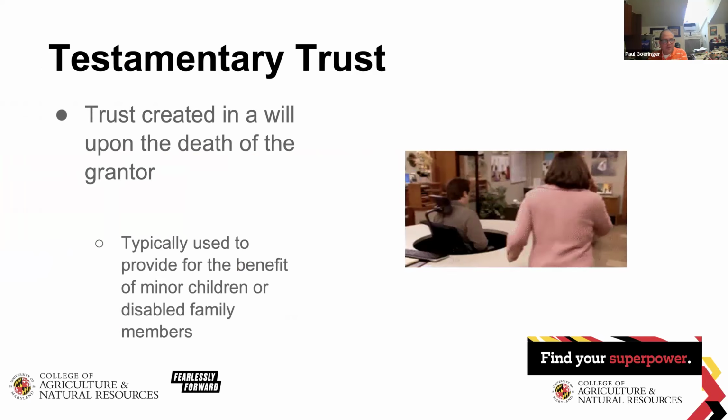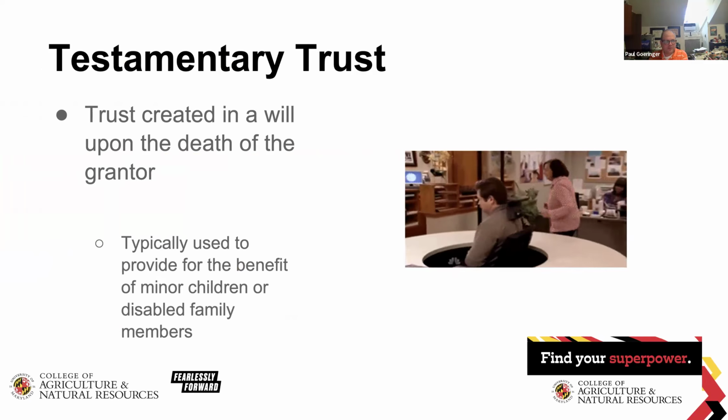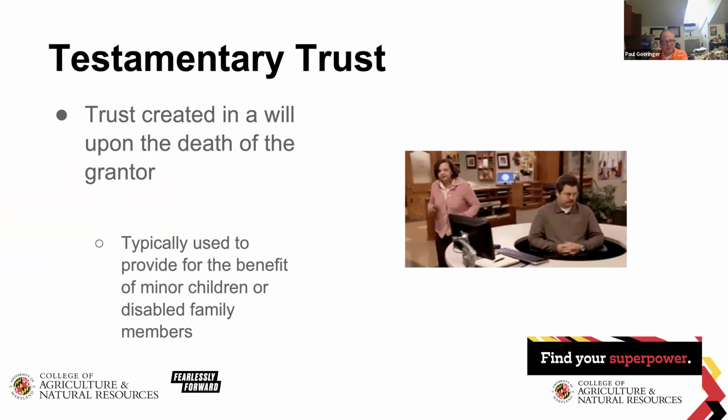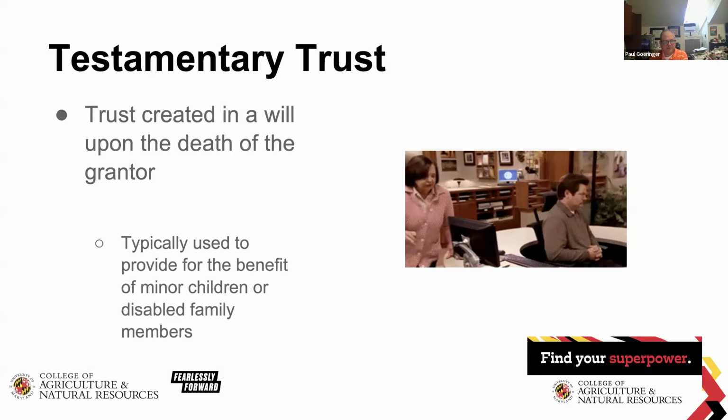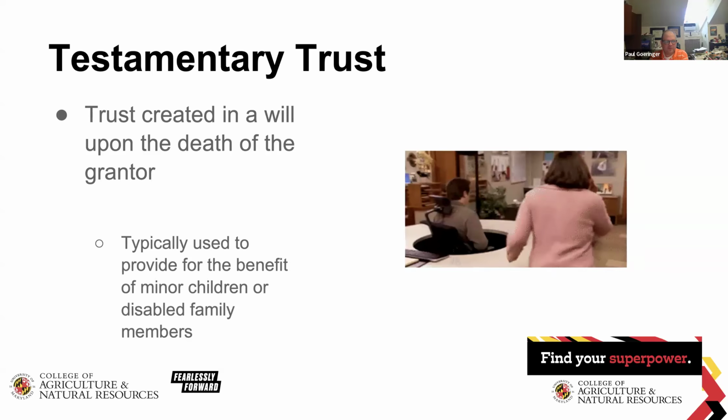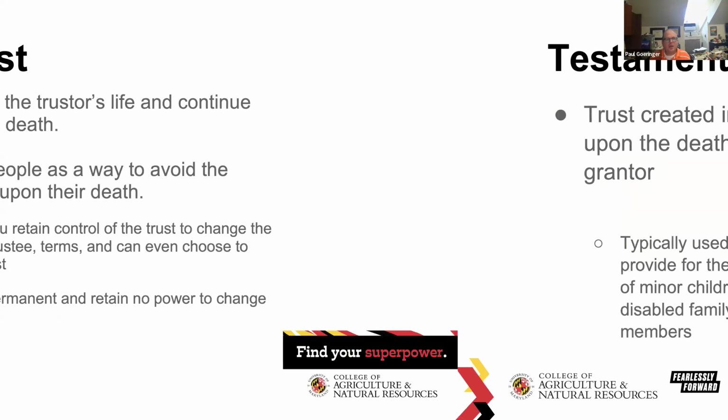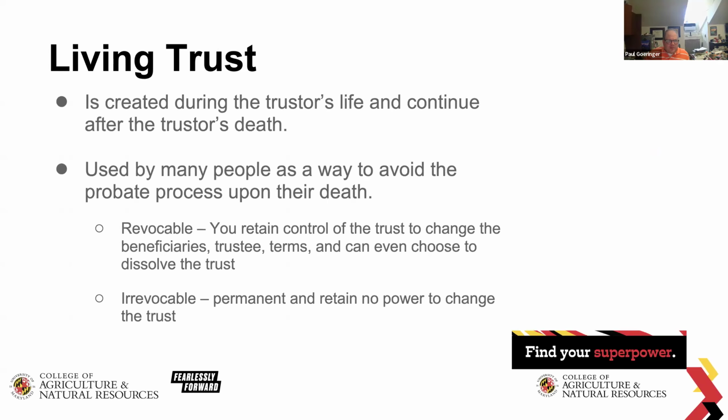We could just set this up in a will. It's called the testamentary trust. Typically, we'll do that when we have to deal with a minor child or a disabled family member that needs to be taken care of. We'll do it that way and not have a separate document for it. The biggest way people do this right now is they set up a living trust. So it's set up during your lifetime. You're pretty much the trustor, the trustee, and the beneficiary during your lifetime, and it continues on until your death.